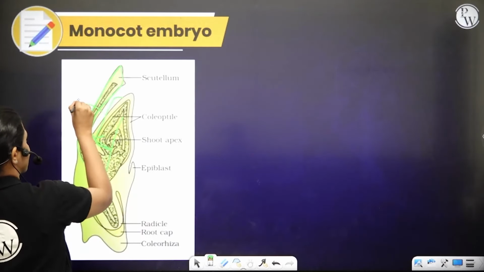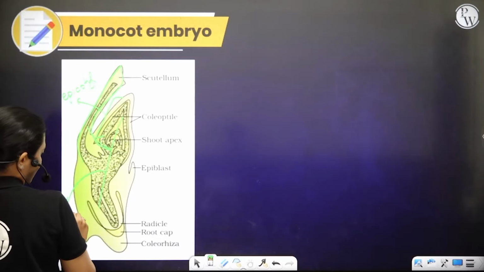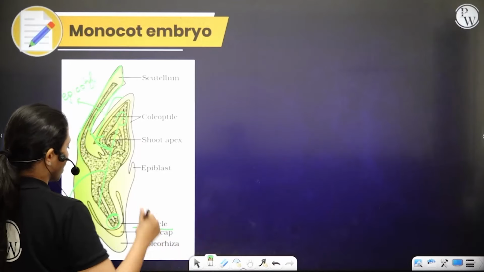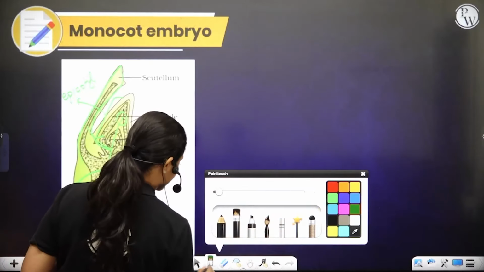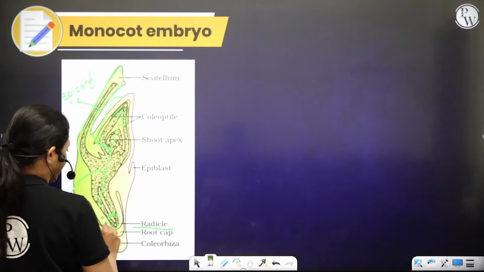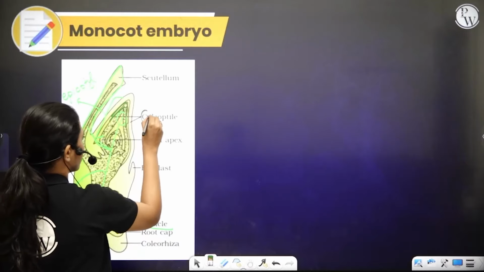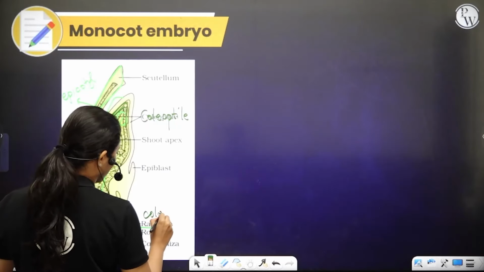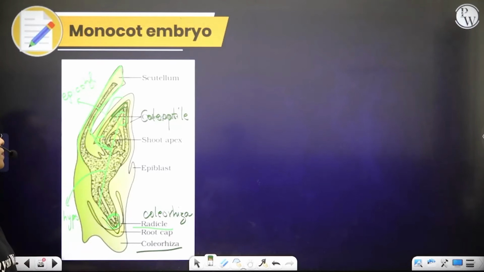Above this, whatever is there, this is the epicotyl. Below this, this is the hypocotyl. At the tip of the hypocotyl you have the radicle, and at the tip of the epicotyl you have the plumule. Over here, the plumule and the radicle are covered by protective layers that are not differentiated. The layer that covers the plumule is called the coleoptile. The layer that covers the radicle is called the coleorhiza. See, it's given here, coleorhiza. So these are the different parts of the monocot embryo.